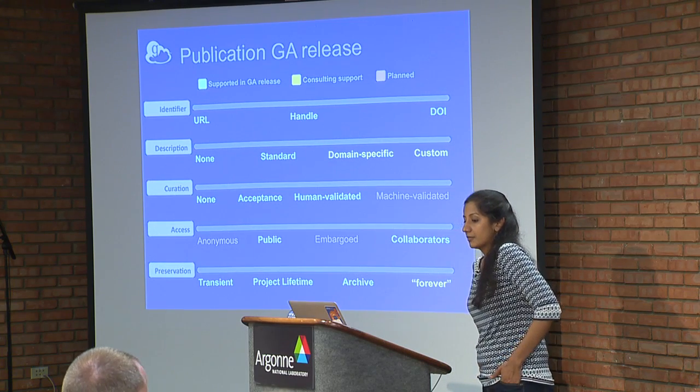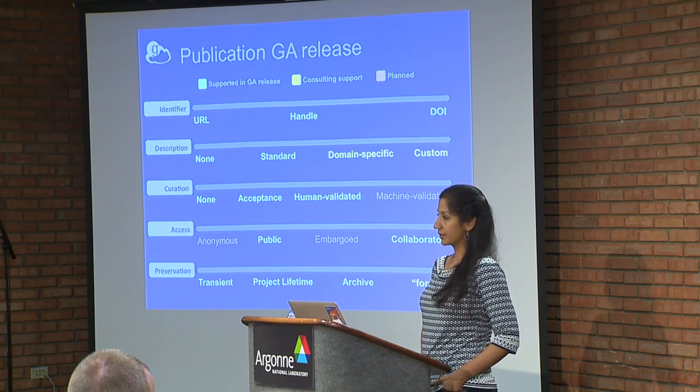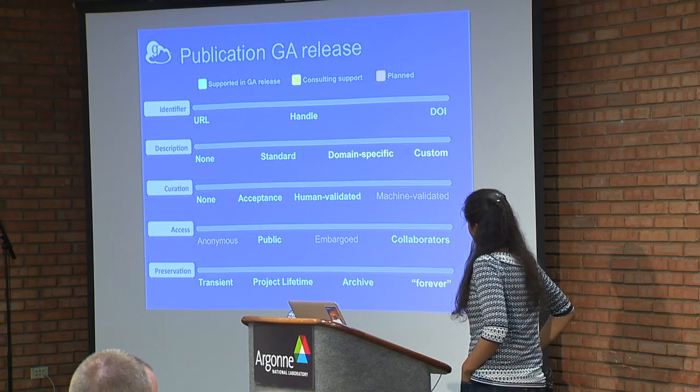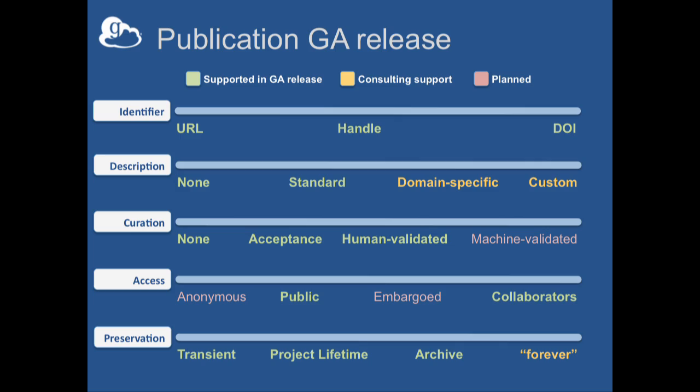The publication itself is an important aspect because people take away different meanings of the word publication. When somebody's publishing data, usually there are a few attributes to that, right? You want to get an identifier, you want to have a description of the data, you want to have some sort of curation, you want to determine what access you want to provide to it, and then finally preservation. So when you publish, how long is the data available? And each of these has a sliding scale, depending on what sort of publication you want to do.